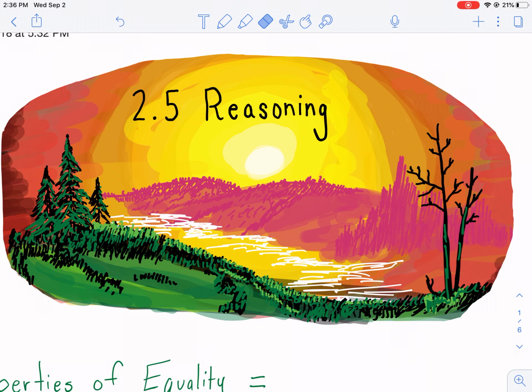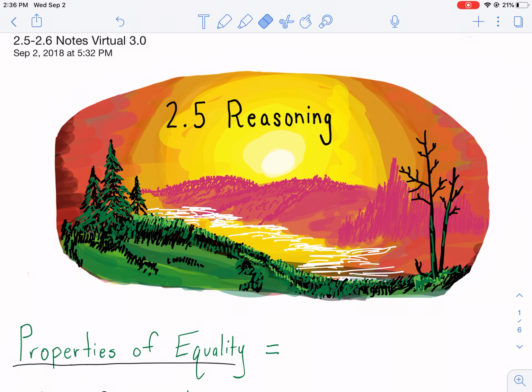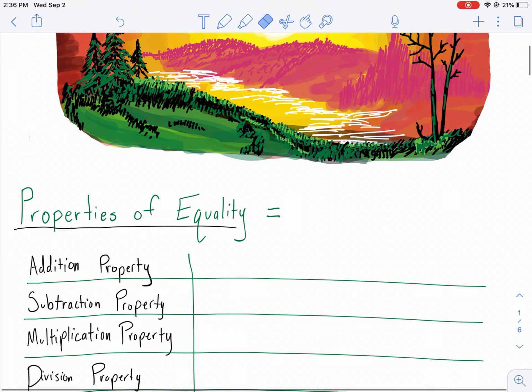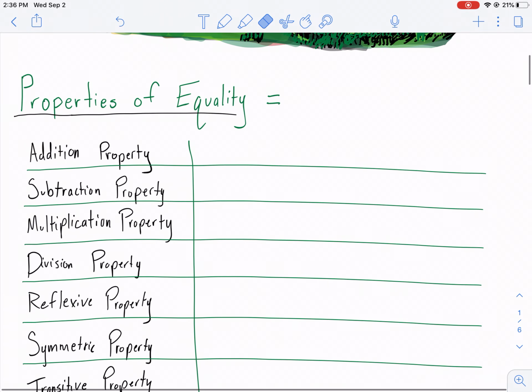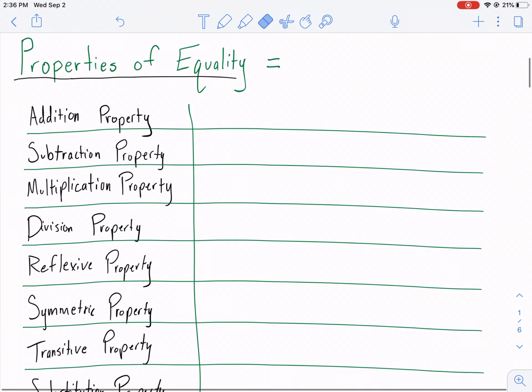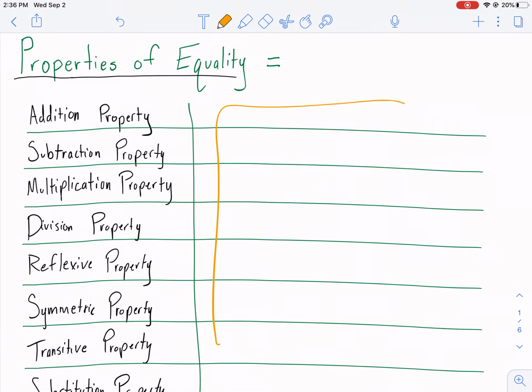Welcome back, geometry students, to section 2.5, reasoning part 2. This is a continuation of what we were doing with reasoning and starting the proofs. In the first video, you learned about properties of equality and congruence. These are all your moves for proofs.